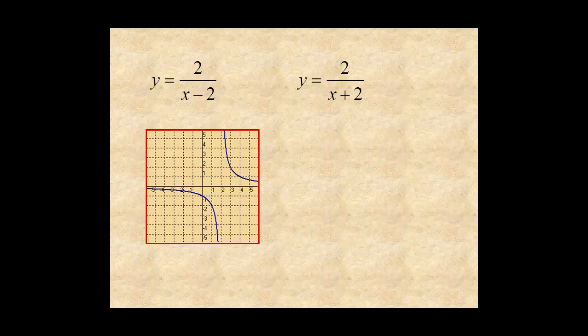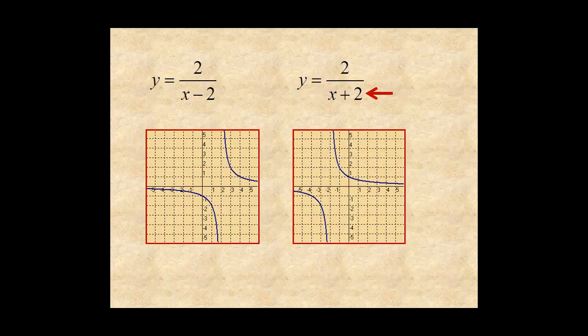If x minus 2 in the denominator is replaced with x plus 2, the graph shifts to the left. The VA is now at x equals negative 2 instead of positive 2.